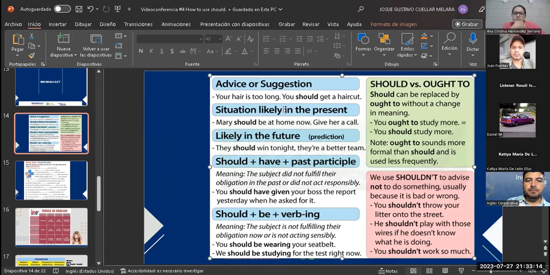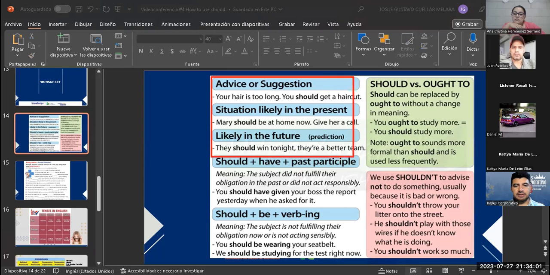Here we have should. Okay, we already studied this related to advice or suggestion. Situations likely in present, likely in the future. Should have plus past participle. I guess the most useful are these. I'm sorry, my mouse is going crazy. Okay, I know this is a grammar point, we're going to check specifically this part, and we're going to use these parts so we can understand completely. Okay, advice or suggestion. Gustavo, could you read this sentence, please?